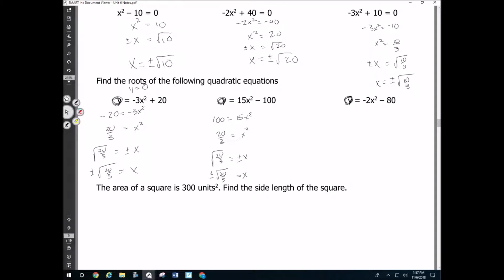Add 80, divide by negative 2. I'd get 40 equals x squared. Skip the step and just say x equals plus or minus root 40.